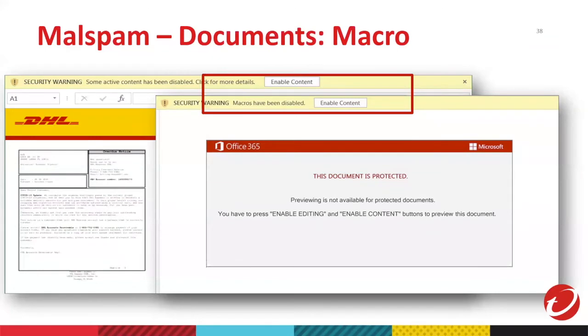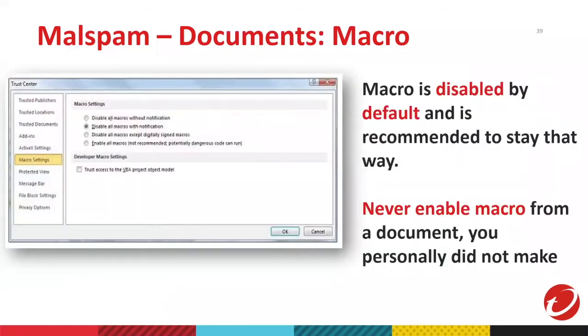Protected document may mean that the document is read-only, and in which case, the notification above or the button above will say enable editing, not enable content. Just to check if you have your macros disabled, you can go through the Microsoft Word options, then trust settings, then macro settings. And it should be disabled by default.